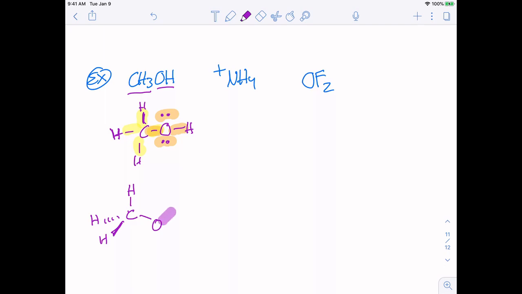It doesn't really matter which positions you make the lone pairs and which positions you make the bonds, but it is bent. So this one is polar. I have a bond between carbon and oxygen, which is polar. I also have a bond between oxygen and hydrogen, which is also polar. Because it's bent, and the strength of my carbon-oxygen bond is actually different than my strength between my oxygen-hydrogen bond, my molecule is going to be polar. So this one is polar.